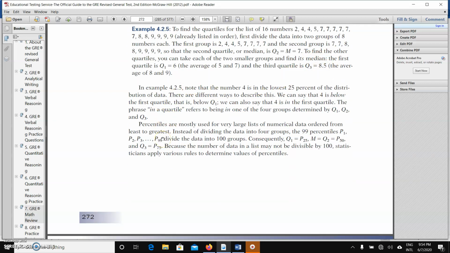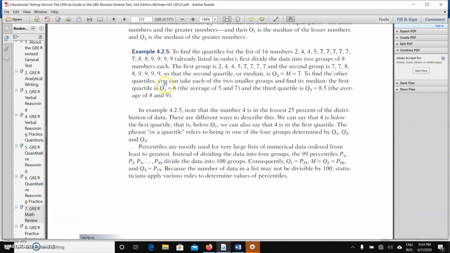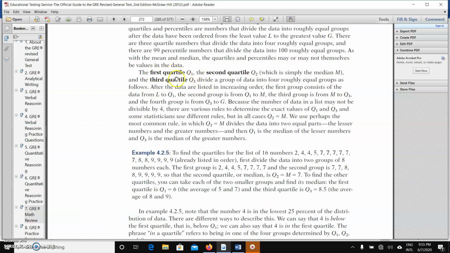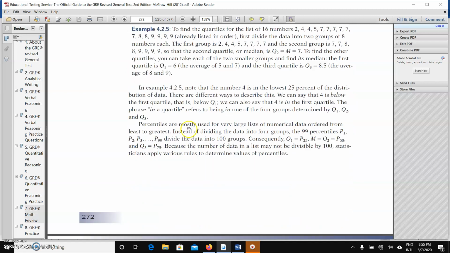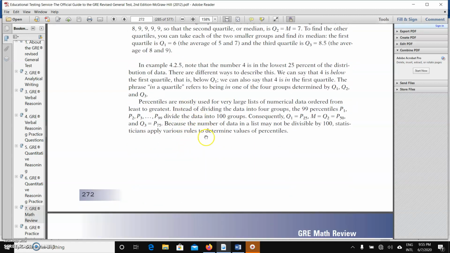Let me move on. What other thing now to talk about? Okay, percentiles are mostly used for a very large list of numerical data ordered from least to greatest. Instead of dividing the data into 4 groups, you have 99 percentiles. So this percentile is somehow similar to the quartile, the first quarter, second quarter, and third quarter that we just talked about. You understand? Similar. But let's see how it goes.